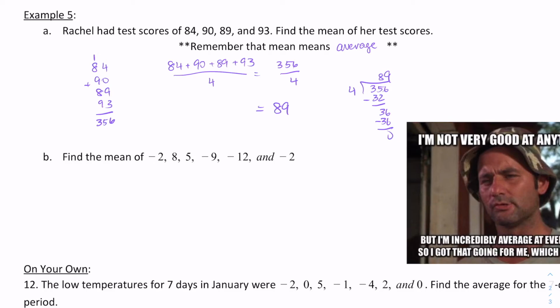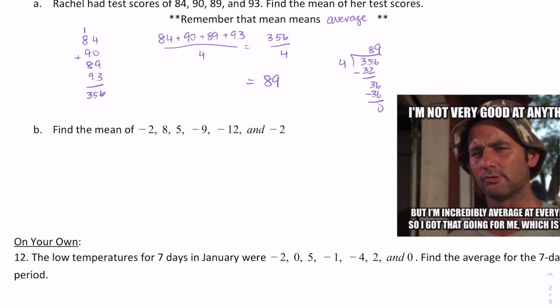All right, let's do the same thing. Letter B, find the mean of negative 2, 8, 5, negative 9, negative 12, and negative 2. Okay, so now we're dealing with negative numbers. So we have to use what we learned in the previous couple days for this problem. Let's add them all up: negative 2 plus 8 plus 5 plus negative 9 plus negative 12 plus negative 2, divided by, because I have 1, 2, 3, 4, 5, 6 numbers.